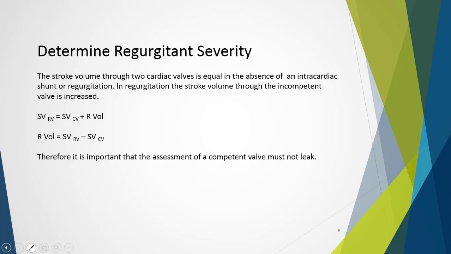It is therefore important that the competent valve we assess must not leak. To do so would distort our calculation. Viewing the calculation above, we can see a larger competent valve would lead to the regurgitant volume being reduced.